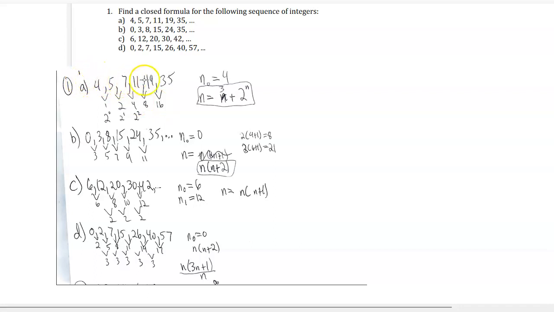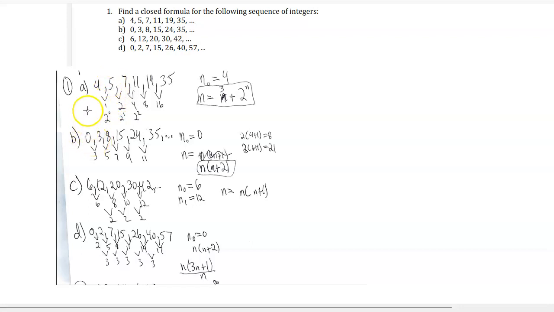I brought the sequence down here and rewrote it, and then I started to check whether there was any type of pattern between the differences of the integers. Between 4 and 5, there's 1. Between 5 and 7, there's 2. Between 7 and 11, there's 4. Between 11 and 19, 8. And between 19 and 35, there's 16. So the pattern that I saw here was that the difference between them is 2 to the n.